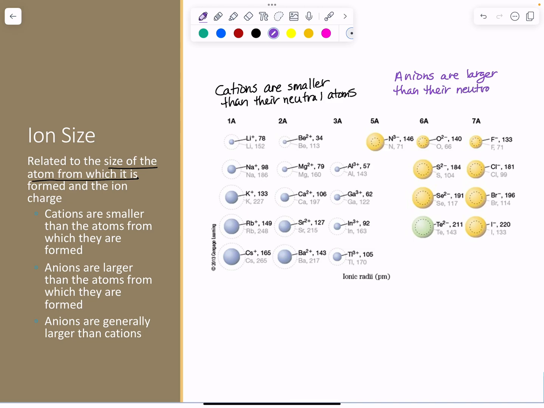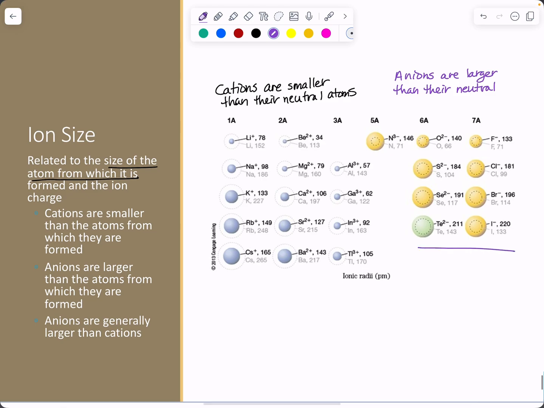It's easy to reason that out, because if you're taking something away, your thing gets smaller. If you're adding something to it, it gets bigger. And anions, again, generally tend to be larger than cations, because of a little extra electron-electron repulsion. And then the regular periodic trends apply, as you go down a group and as you go left to right, for size.